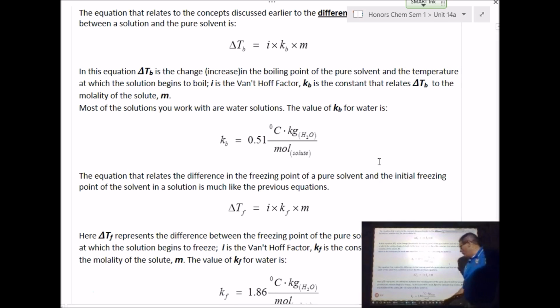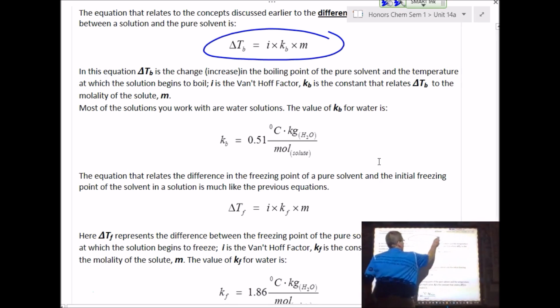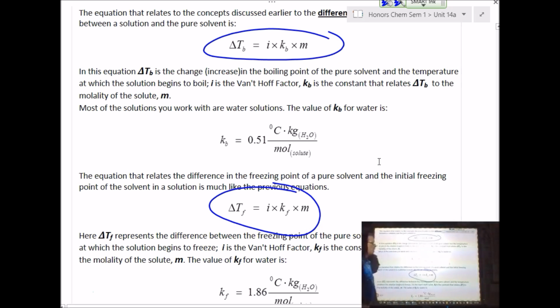Here are 2 equations that we'll be using today, and they look very similar to each other. And you'll notice that it starts off with a delta T. That's the change in the temperature at which something's going to boil at or freeze at. Notice how I have the B and the F there. The i is actually called the Van't Hoff factor, and that actually is later on in the notes, but I'm going to talk about it now. The Van't Hoff factor is a multiplier.